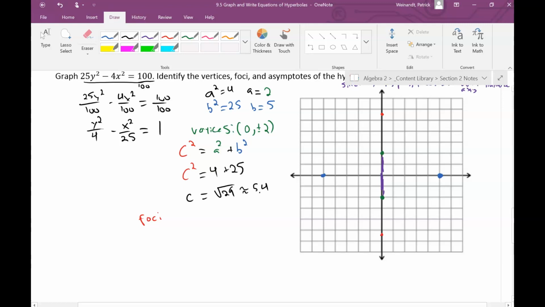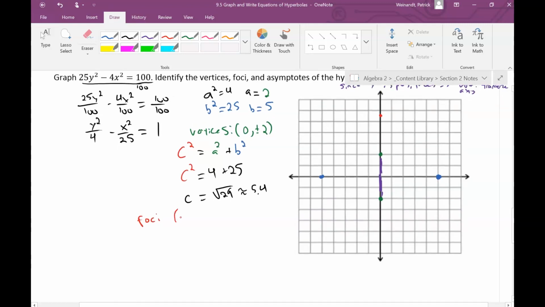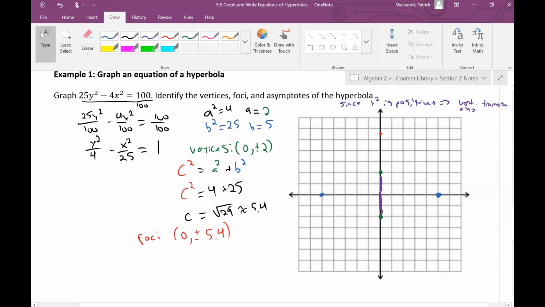So our foci are also going to be on the y-axis. It's going to be 0 and then plus or minus, and you could either write the square root of 29, or if you wanted to approximate it, 5.4. I would take either of those. Either's fine. Okay, so we have identified the foci, we've identified the vertices.